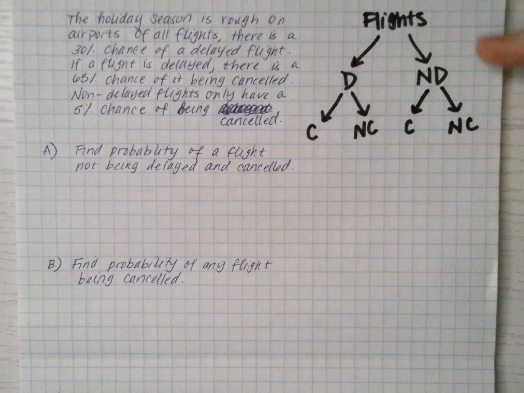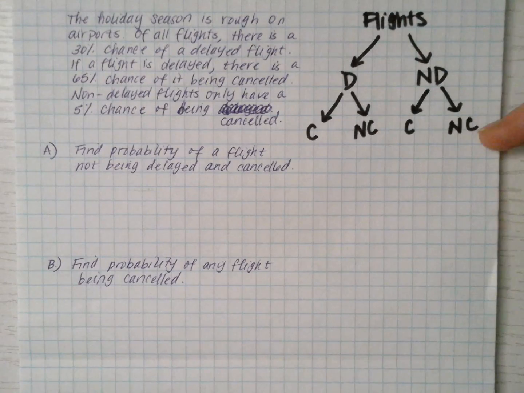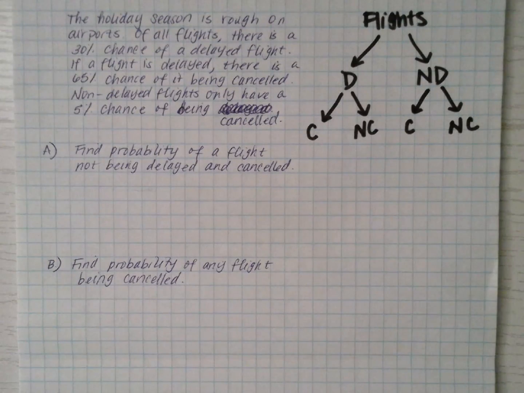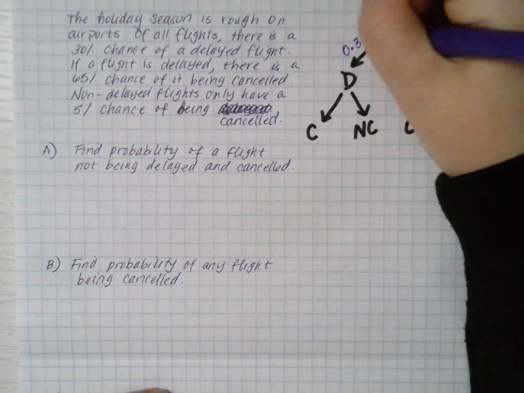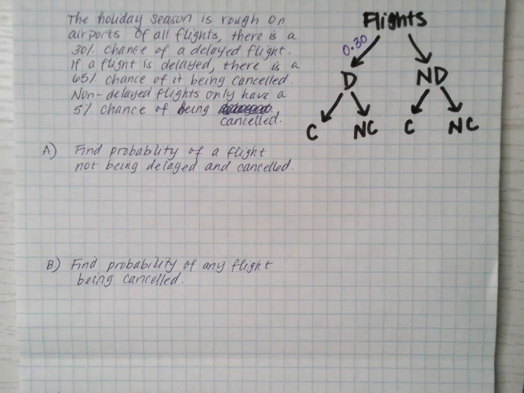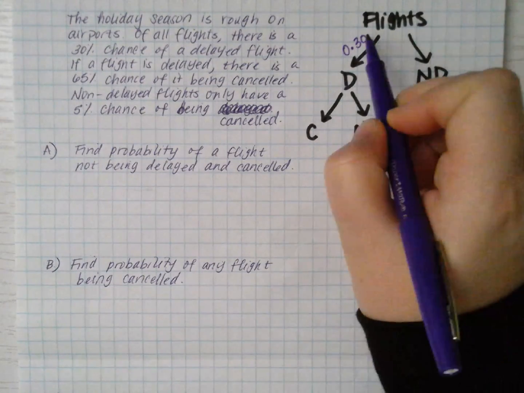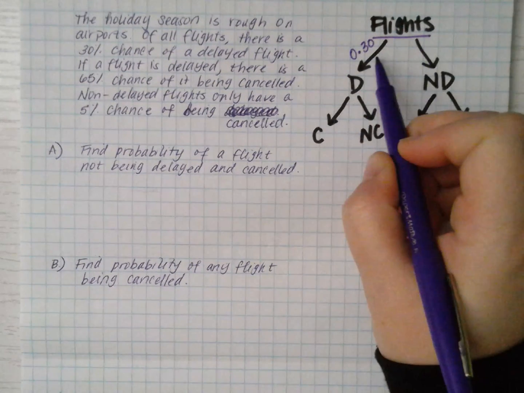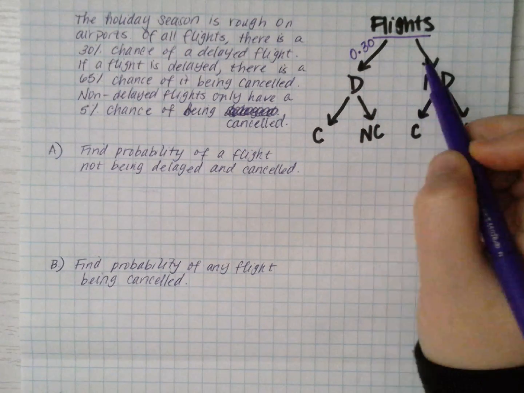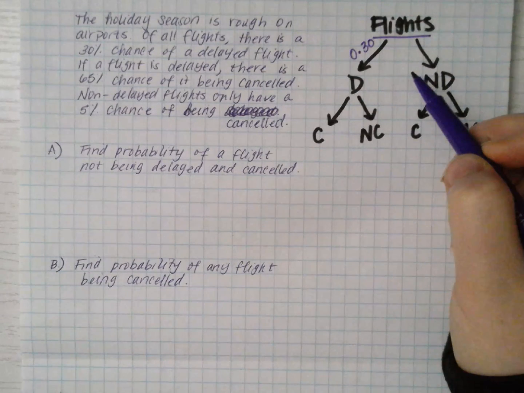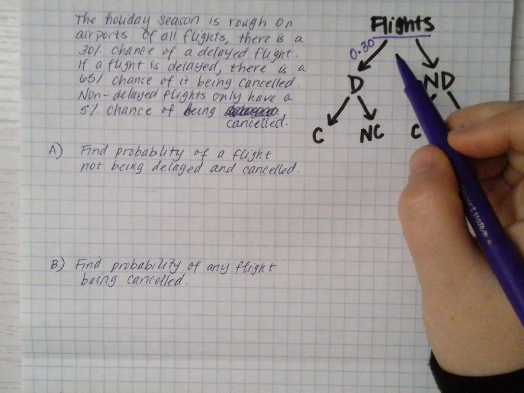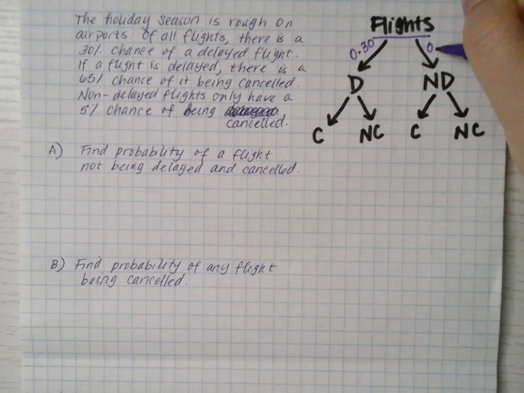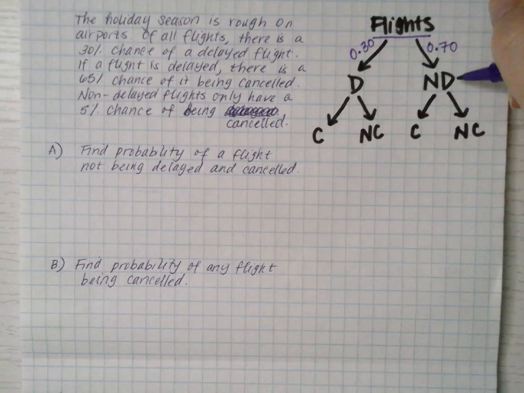Now that I have the context of the problem on my tree, I'm going to go back and fill in those probabilities. So for flights being delayed, I have a 30% chance, and I'm going to write that as a decimal of 0.30. Now something to keep in mind, when you have a tree branch set up, your branches of the same level should add up to 100% or a 1.0 probability. So 100% minus 30% is 70%. And I'm going to label it as a 0.70 for non-delayed flights.